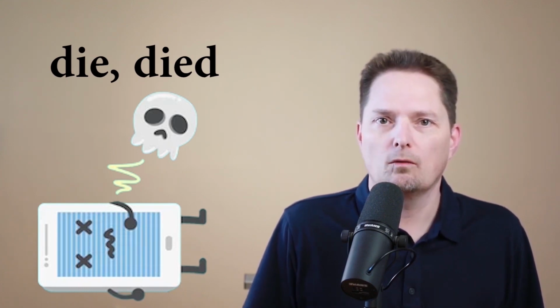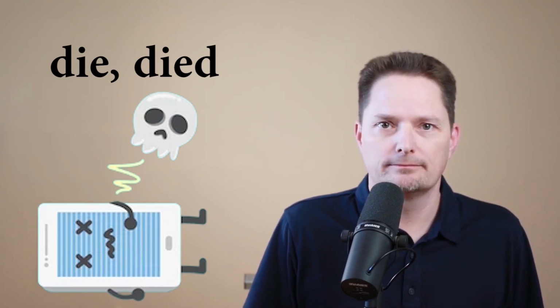Let's practice. What happened? Did his cell phone die? That's right, his cell phone died. Now let's talk about dead. Dead is the adjective or the description. You need to use the verb to be. Am, is, are in the present, was and were in the past.